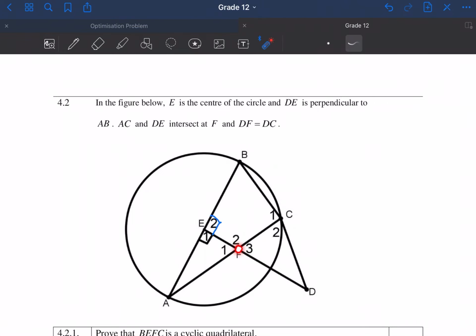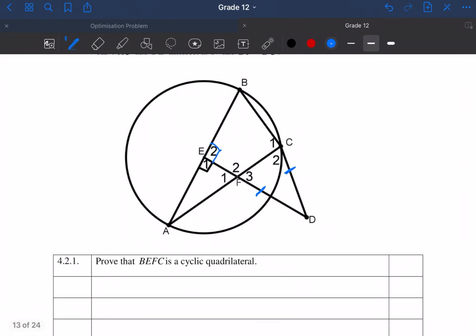And DF and DC are equal. So this is DF, and DC and DF are equal. Let's write that down. Right. Now 4.2.1, prove that BEFC is a cyclic quadrilateral. So where's BEFC? Prove that BEFC is a cyclic quadrilateral. So how do you do that?